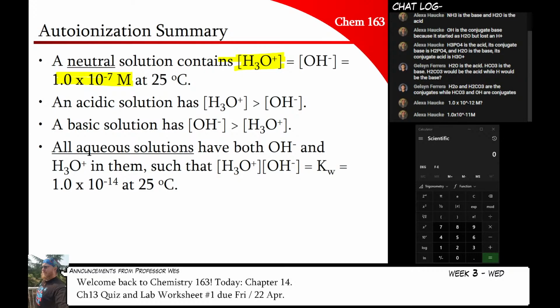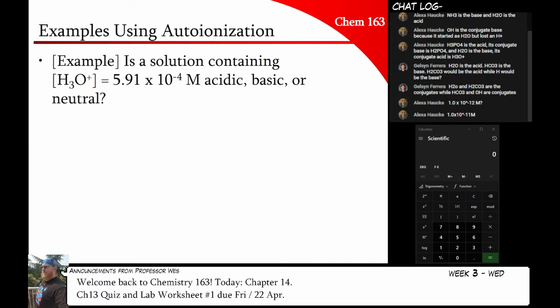There we go. Oh, hold on. It's playing for me, but it's not playing for you. All right. So there's our summary that we just went over right before the break. Let's apply that to some more examples here. So I want you to tell me, is this solution acidic, basic, or neutral based on the information presented on the screen? In a little bit, we're going to use a different rubric than looking at these numbers. But for now, I want you to just tell me, which state is it? Acidic, basic, or neutral?